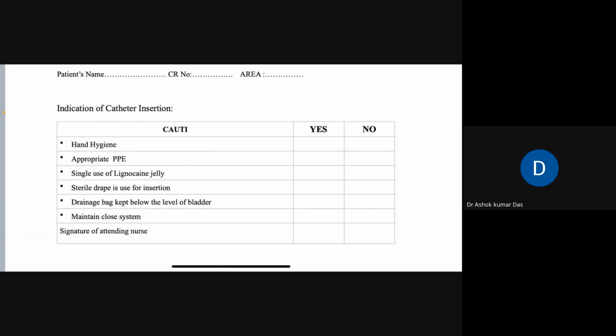The ICN has to make a round and check whether the person inserting the catheter has performed hand hygiene before starting the procedure, and whether appropriate PPE is worn, because you might get exposed to the urine of the patient. Also check whether the lignocaine used was single use, and the drainage bag. Whatever surveillance you want, you can plan your own surveillance form so that the data can be collected.